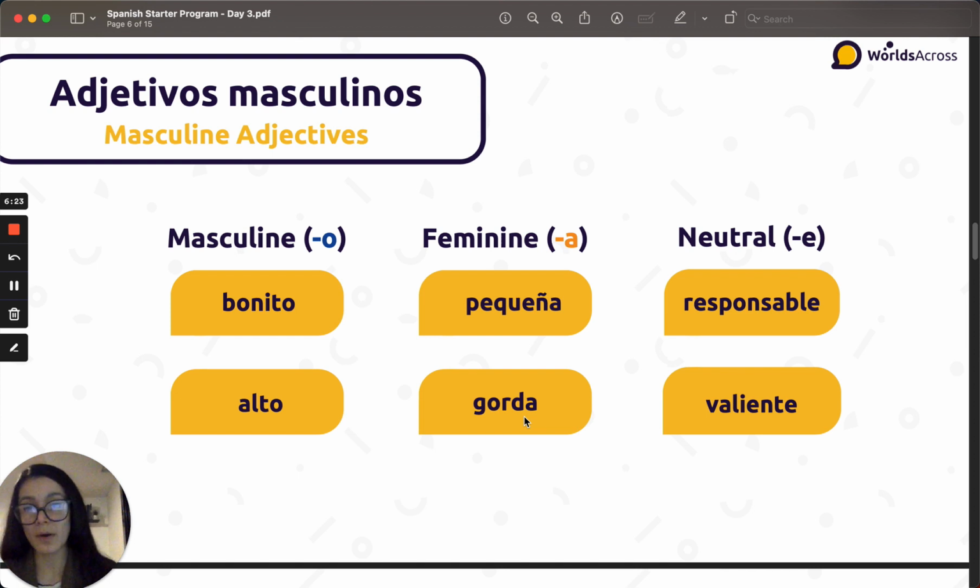If you're talking about a woman, you can say ella es responsable, and if it's a man, él es responsable. You don't have to change it because it originally ends with e, okay? The same as inteligente, for example, right? Ella es inteligente, él es inteligente. No problem, right? And then we have valiente, which means brave, also ending in e.